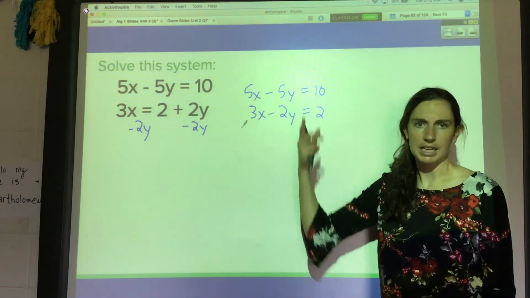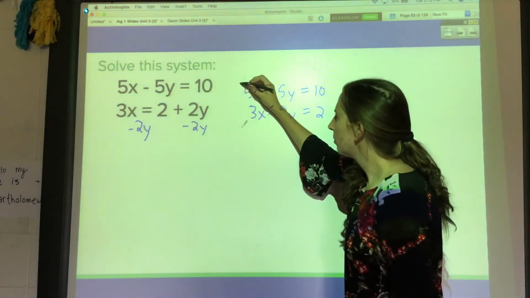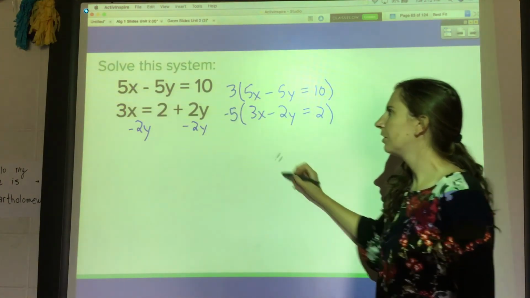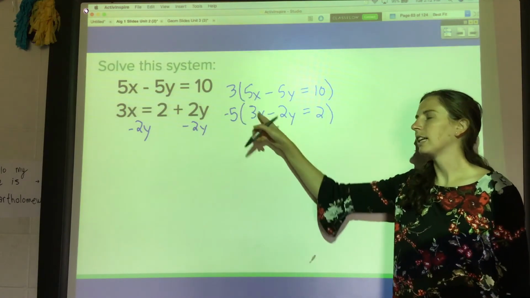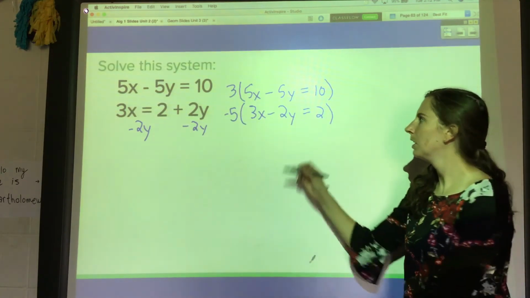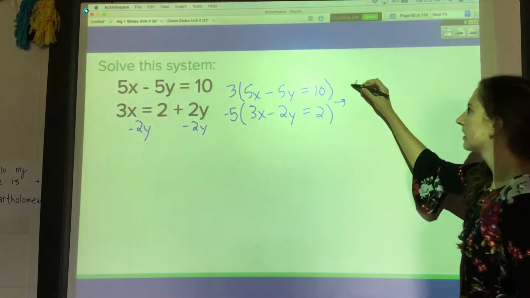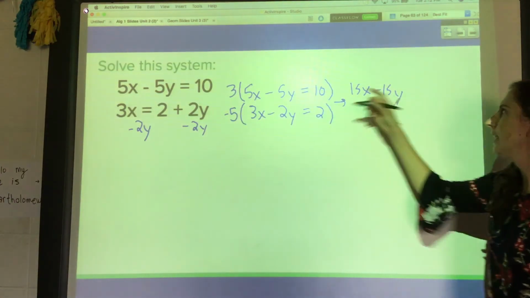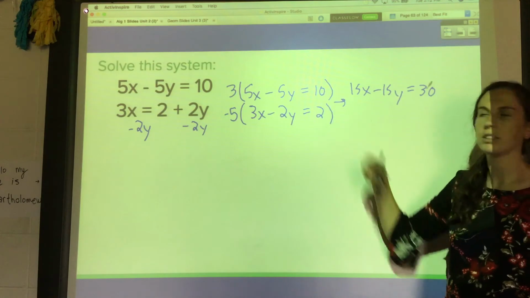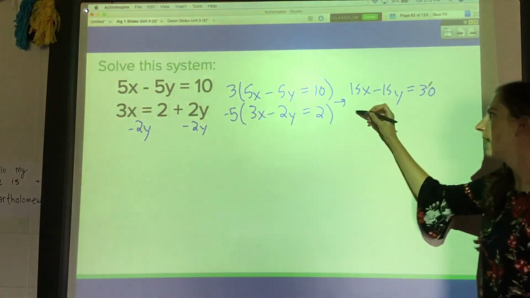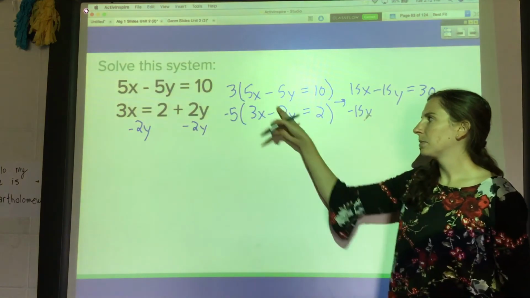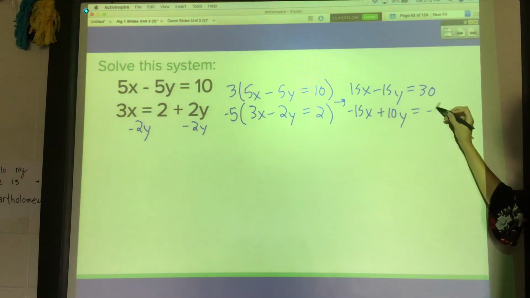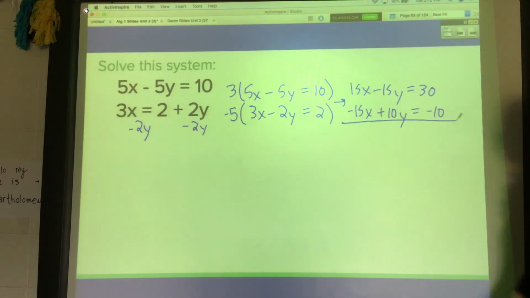I'm maybe just going to do the 15 just because that's what I picked. Like if I multiplied all this one by a 3 and this one by a negative 5, then I could do 15 and negative 15. So let's do that. That's going to give me 15x minus 15y equals 30. Don't forget to multiply this side by the 3 too. And then negative 15x on the bottom. Negative times negative is positive 10y and negative 10. Okay, so now I can add them up.